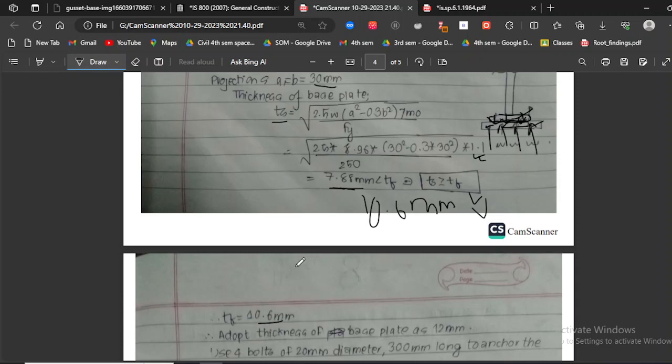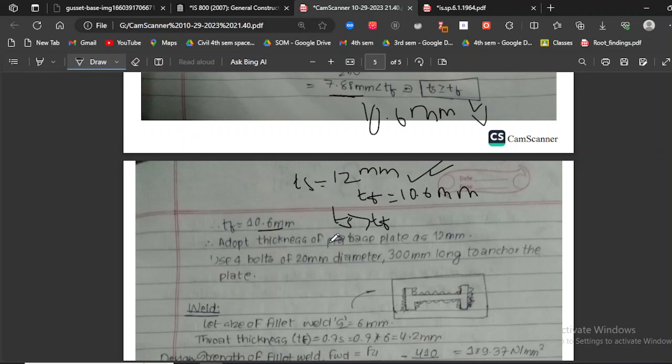But let's say if we had the value of our TS as 12 mm, but we had our value of TF as again 10.6 mm. In this case, we'll be taking our value of TS as 12 mm only, because TS is greater than TF. We'll be taking the value of TS equal to TF only in the case when the value of TS is less than TF. So we'll adopt the thickness of base plate as 12 mm.